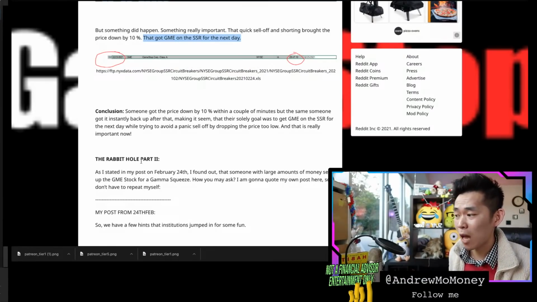So rabbit hole one, someone got the price down 10% within a couple of minutes, but the same someone got it instantly back up, making it seem as though their sole goal was to get GME on the SSR for the next day while trying to avoid panic sell-off by dropping the price too low. And that was really important.